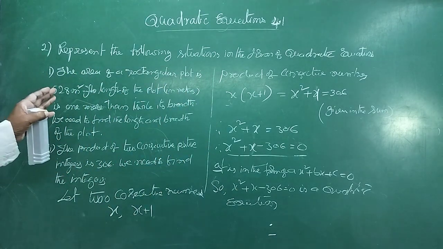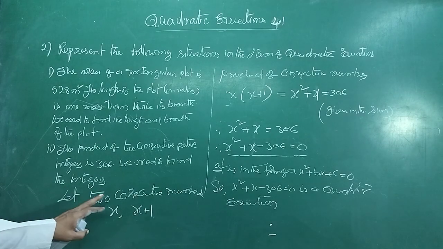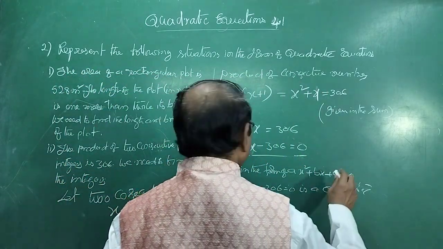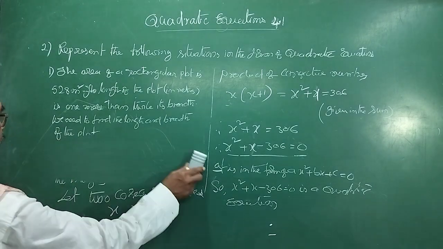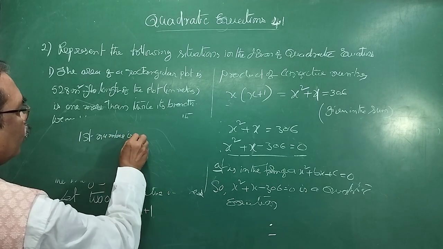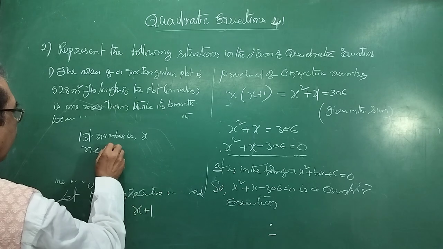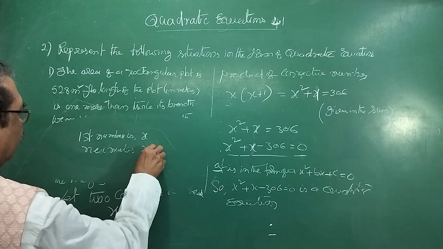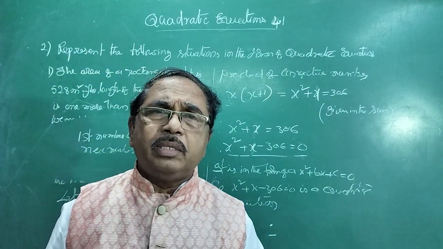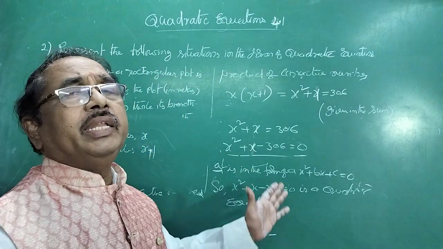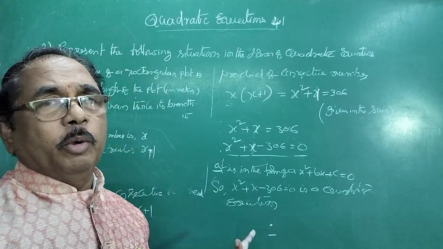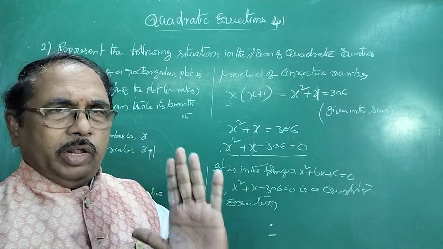Now, what did he ask? He asked for the integers. The first number is x. The next number is x plus 1. If we solve this quadratic equation, we get those two consecutive numbers. Here, there is no need to solve the problem, but simply write the equation. Are you able to understand?